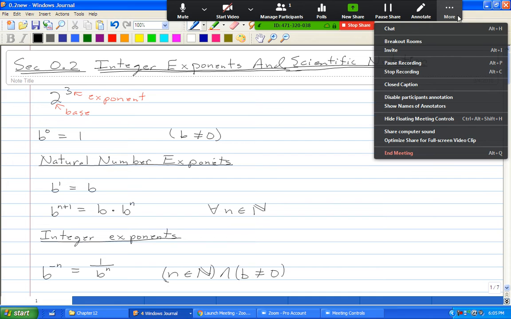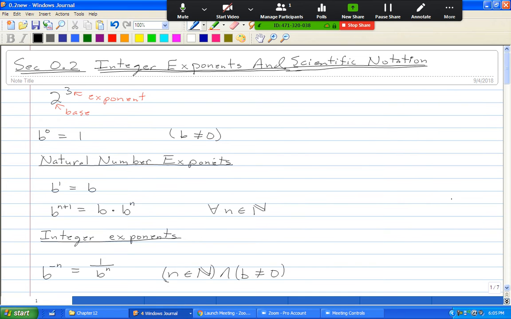So we're going to be continuing with our review. Section 0.2, integer exponents and scientific notation.